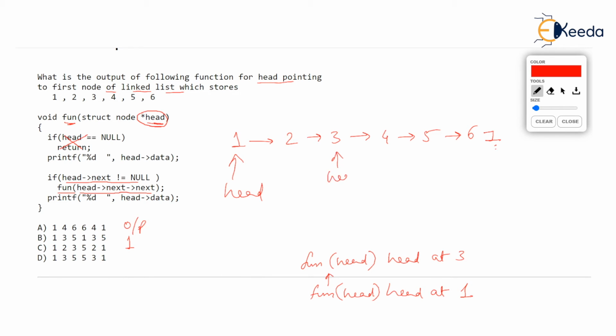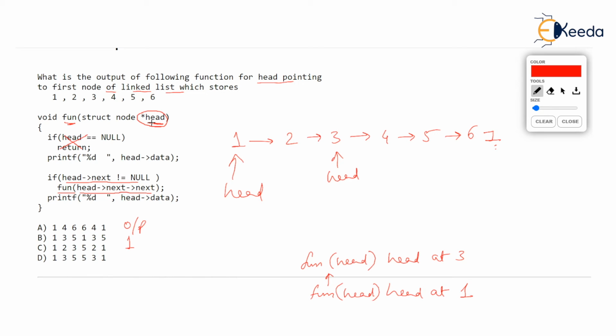I don't have to repeat that both the heads, head at 1 and head at 3, are available in the memory and both are local to their own functions. Now you can just understand what happens when this fun function runs with head at 3. Don't come to any conclusion that alternate nodes are printed and all that. You better execute this function with immense patience, line after line.